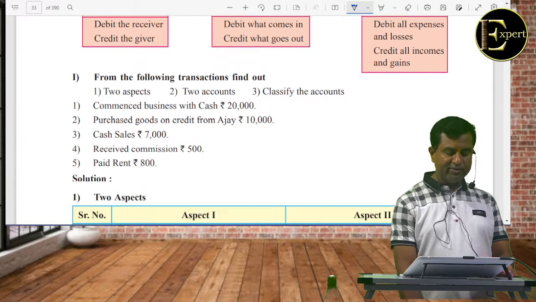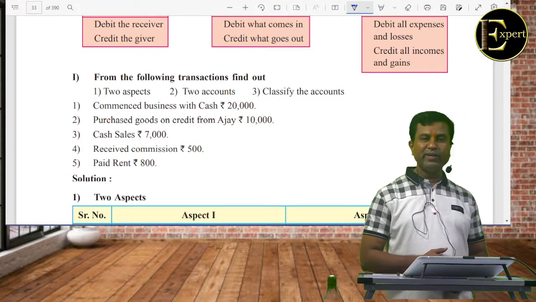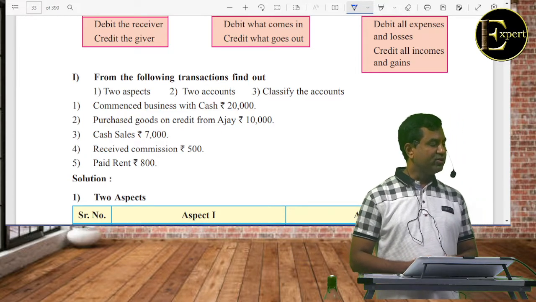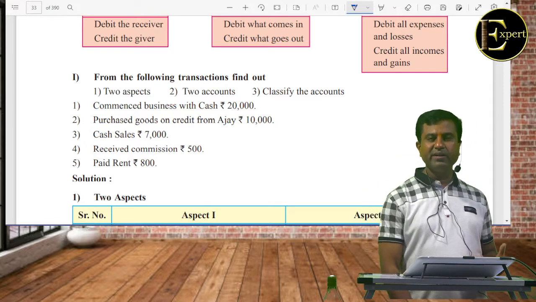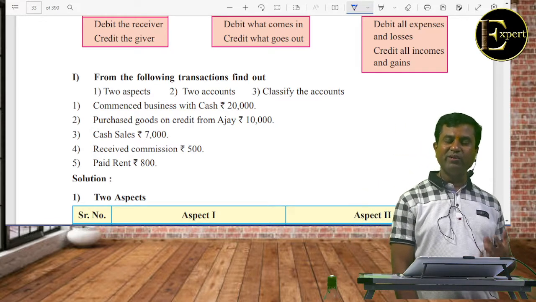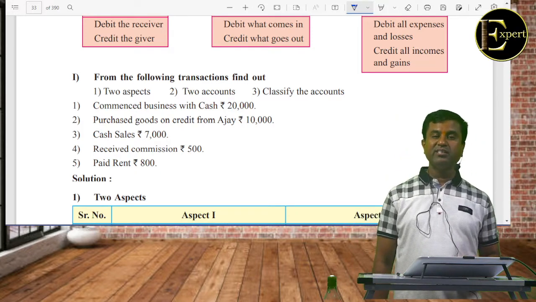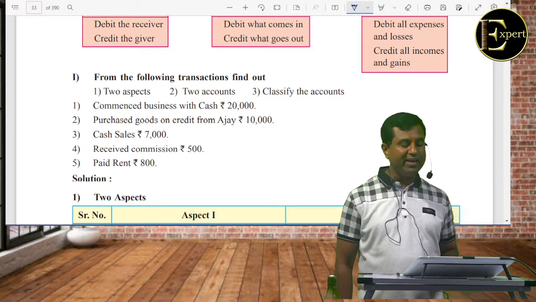आगे देखते बेटा. From the following transactions, you can see that find out two aspects, two accounts, and classify the accounts. Let's finish this example. So commence business with cash rupees 20,000. तो यहाँ पे हमें ये दिमाग में रख के ही करना है. अभी ये तीनों रूल दिमाग में रख के ही करने हैं. एस्पेक्ट जब हम आइडेंटिफाई करते हैं as far as the transaction is concerned, the aspects need to be identified on the basis of real, nominal and personal account.